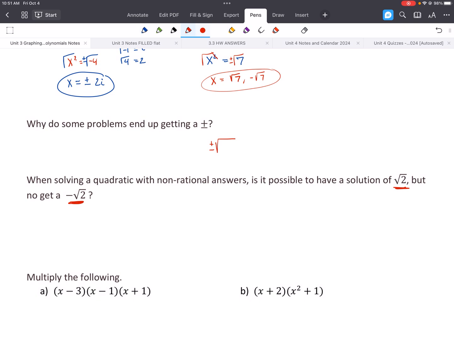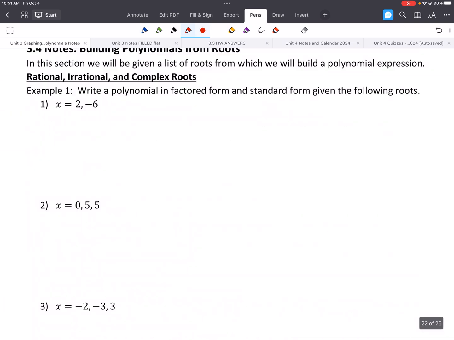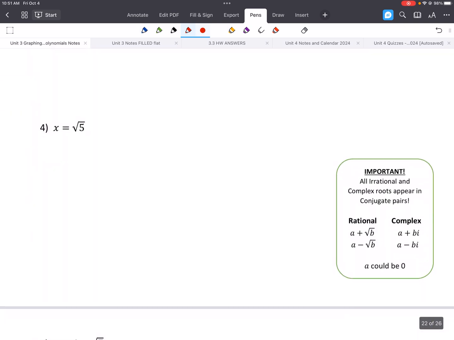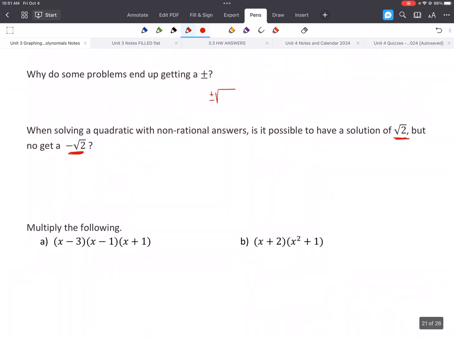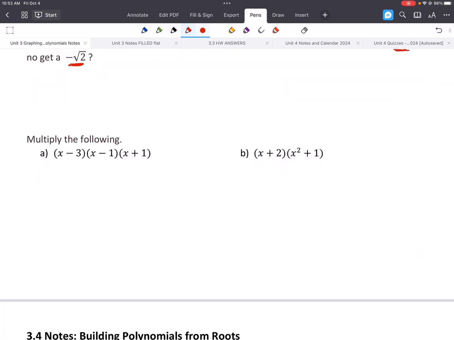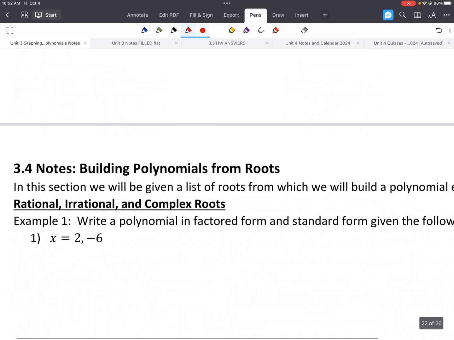now the word's missing out of my head, I can't remember. It'll come to me. Give me a sec. Anyways, I think I have it over here. Yeah. Conjugate pairs, that's the word, right? So conjugate pairs. Conjugate pairs are the same. They just have a plus and a minus, right?